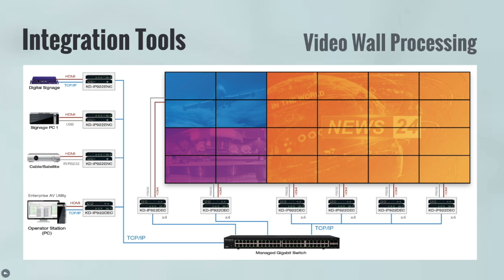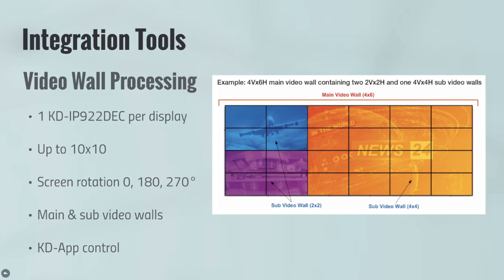So all you'll do is you'll give each source an encoder, each screen a decoder. You're not going to need a server, a computer, another third-party box. All the horsepower, all the technology is built into the encoders and the decoders, and then you're going to be able to do it. You could do up to a 10x10 video wall, so 100 screens.